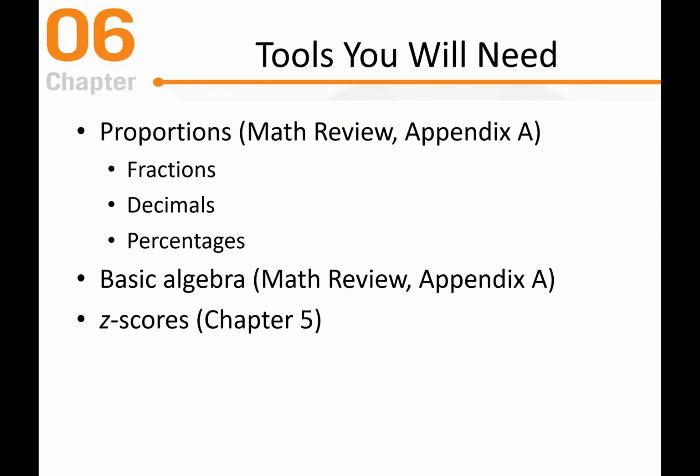The tools that you'll need to be successful in this chapter: you're going to have to be comfortable with the proportions that you went over in the math review in Appendix A. You're also going to need to be pretty comfortable with fractions, decimals, and percentages, and how to convert each of these into each other, and basic algebra, as well as the z-scores that we reviewed in Chapter 5.